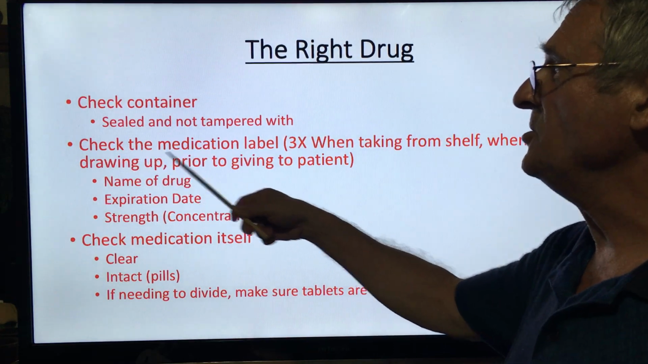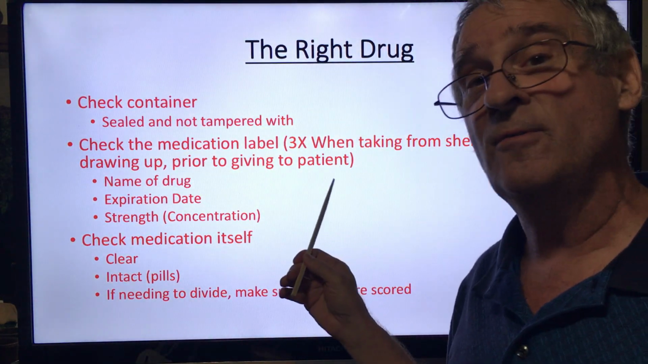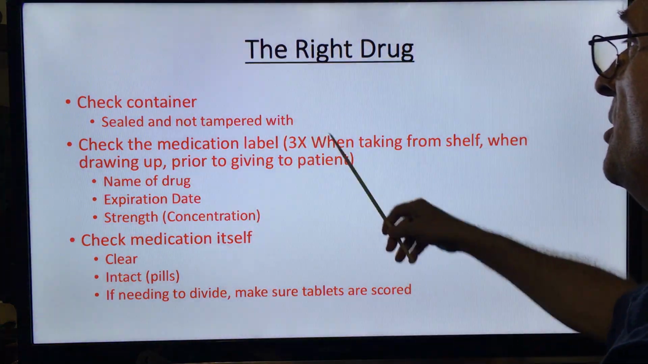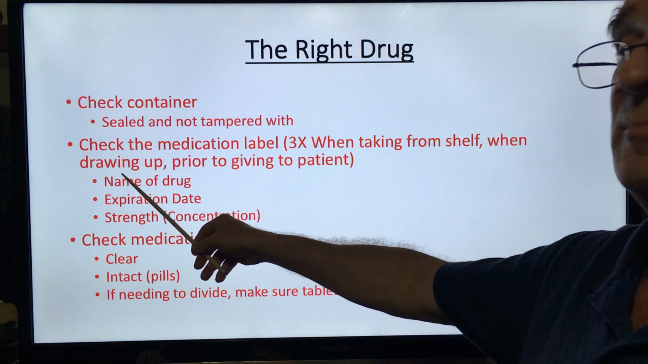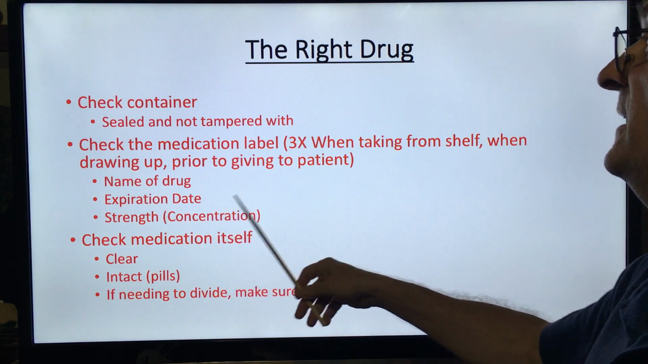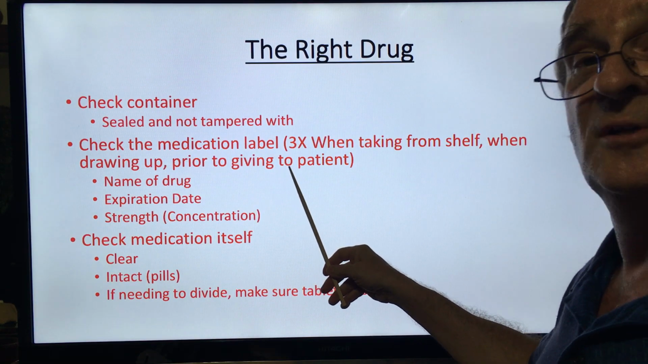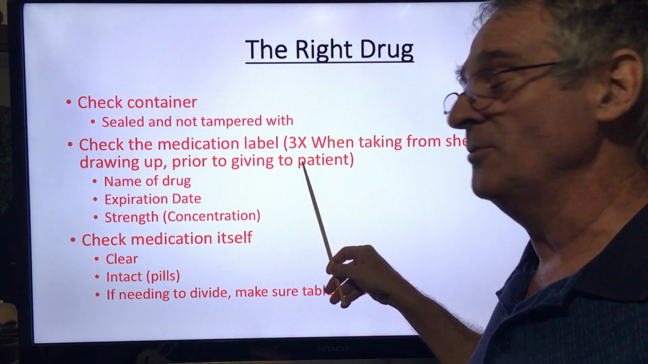So we check the medication label at least 3 times. The more the merrier. You can't overcheck a label, but you can undercheck it. So we check it when we're taking it from the shelf. We check it as we're drawing up the medication into a syringe or the pills or whatever form we're giving it in. And then we check it just prior to giving to the patient. And then I would recommend a 4th time of checking it immediately following giving it to the patient.